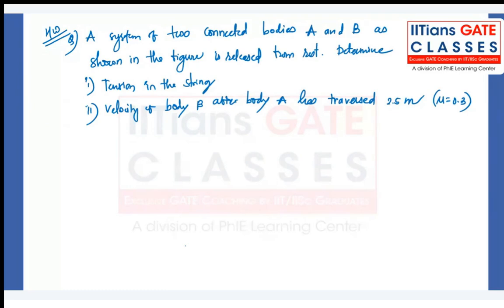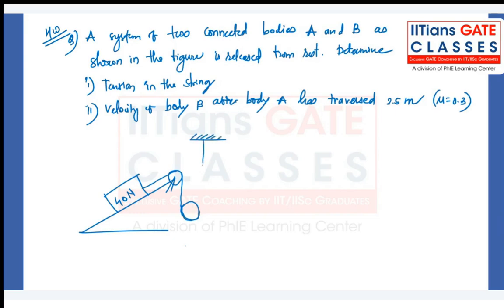Okay, so figure I'll draw. You try this later. We have a 40 Newton block like this. Okay, here we have one pulley. Through this pulley, it is connected like this to another pulley, and that other pulley is connected to a weight like this, 100 Newtons. This is how the system will look.